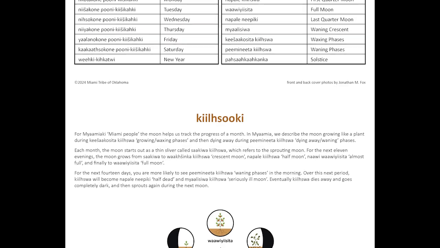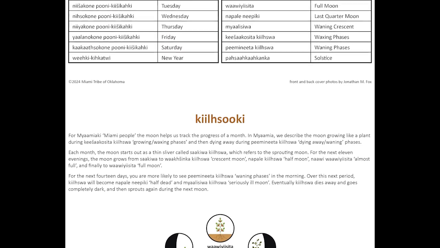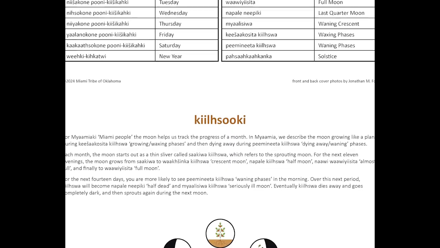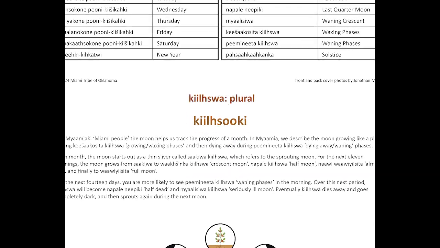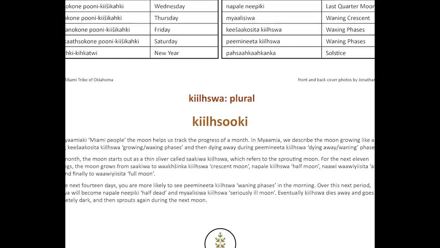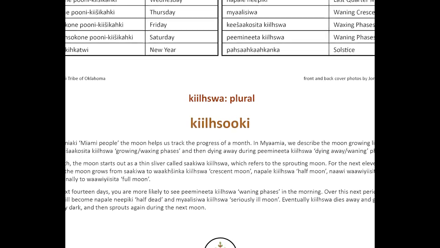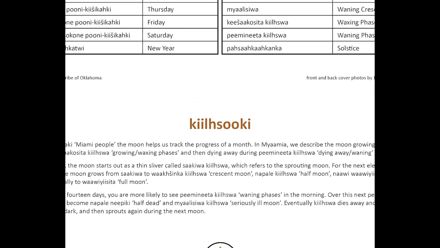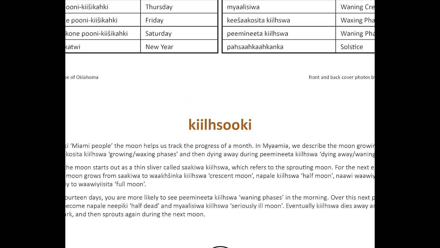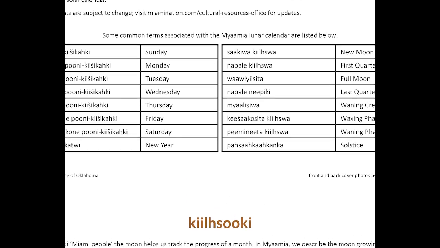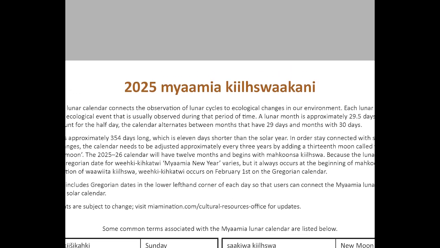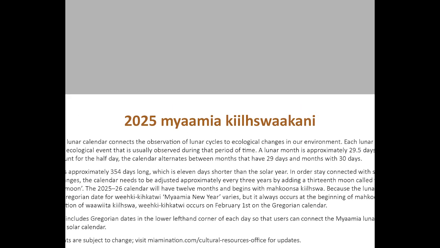Another word is Kiilhsuke, which is our word for months or moons. And so that's Kiilhswa, which is moon, and you'll see that at the end of each name of the month, but just plural, so it means all of them. And that's different from the title of our Myaamia calendar, which is Myaamia Kiilhswaakani. Kiilhswaakani kind of means the thing that represents the moons. And so that's how we call the calendar. Newe.